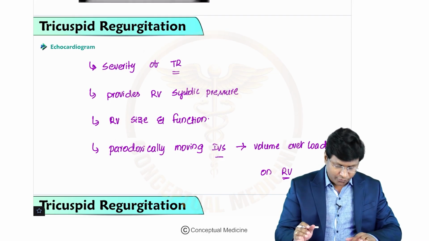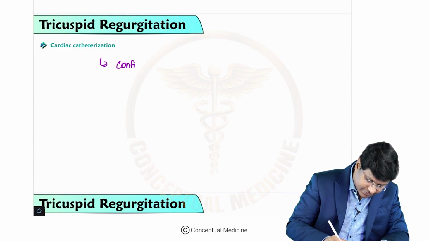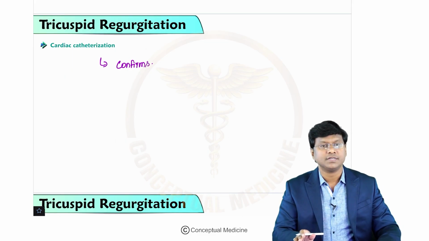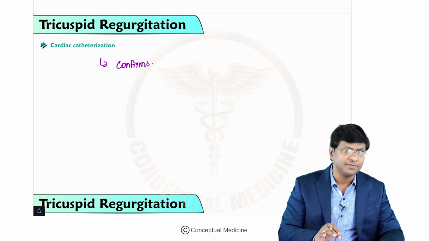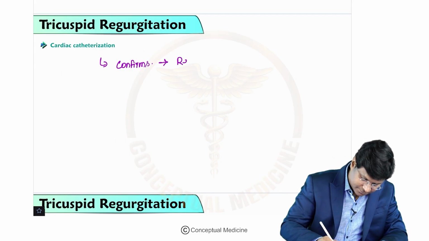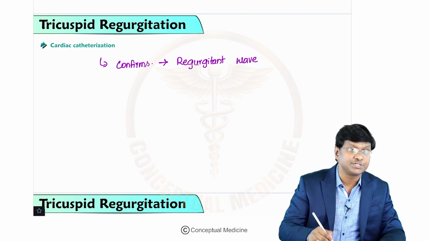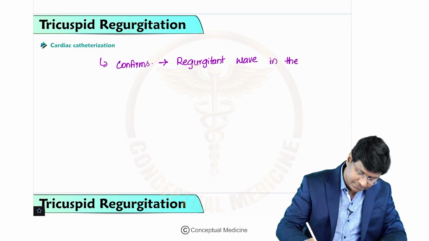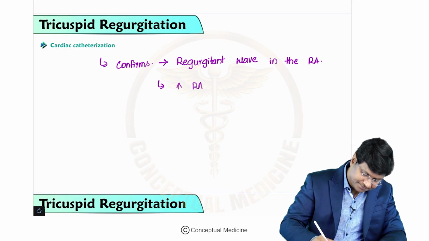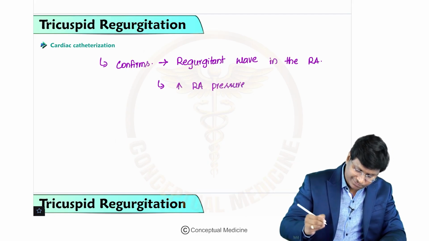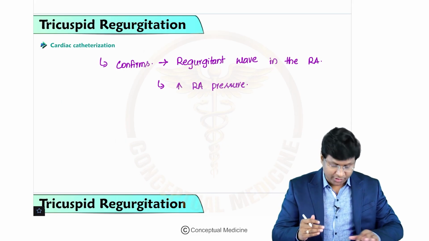Then followed by that, the cardiac catheterization. Cardiac catheterization will definitely confirm the presence of the regurgitant wave in the right atrium, and it will also confirm that there is elevated right atrial pressure.